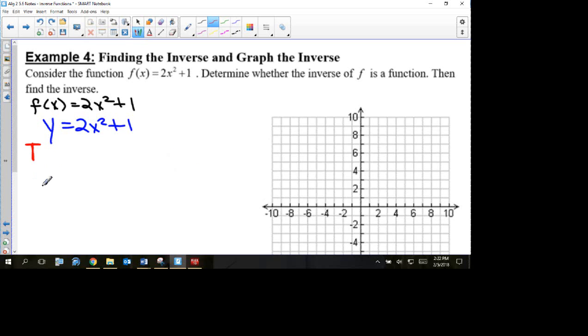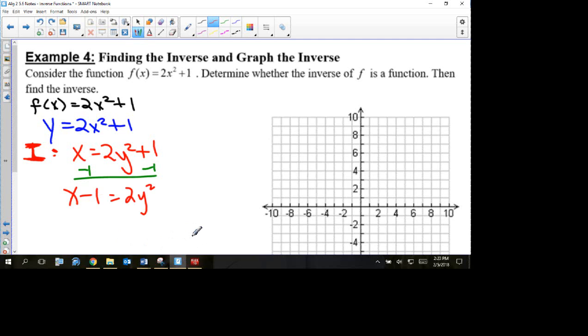How do I make it into the inverse? How did I do it? Switch x and y. Yeah. So x equals 2y squared plus 1. So there's our inverse. Well, we can't graph the inverse the way it is right there, so we're going to have to solve for y. So we will take away 1. And we will divide by 2.